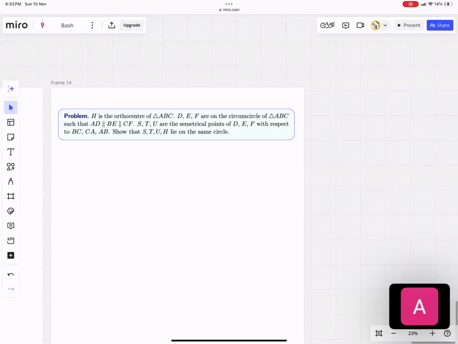By symmetrical with respect to the line, do we mean like its image? Yes, the reflection of the point across the line. So if B is here and this is B, C, S should be here, the reflection. Is that fine? Yes.